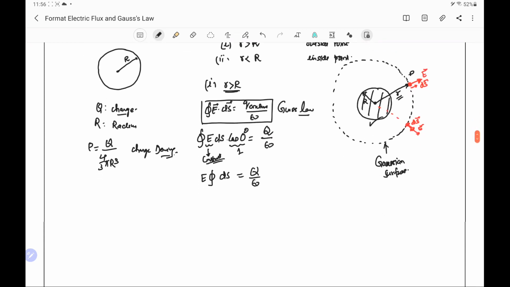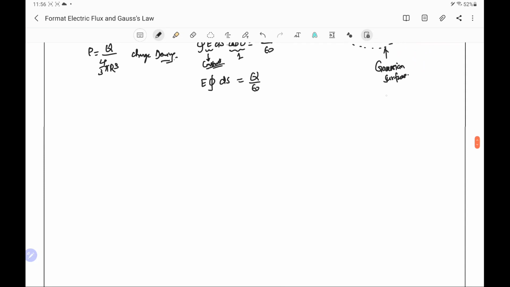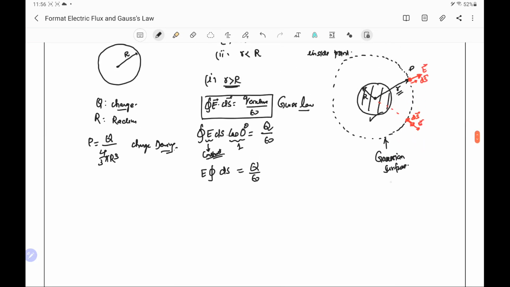Now the surface area, because the Gaussian surface is spherical, the total surface area, if we integrate it, will be 4 pi times the radius of the Gaussian surface squared. So this surface area is 4 pi r square, this is the small r square. So we can write E into 4 pi r square equal to Q by epsilon naught, or we can say E equals Q by 4 pi epsilon naught r square.